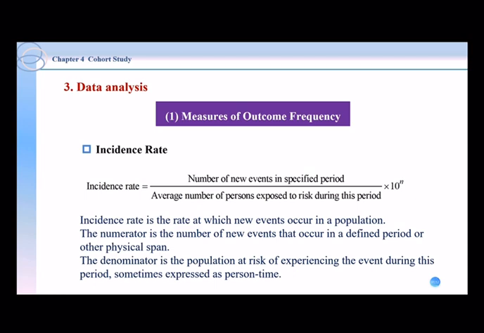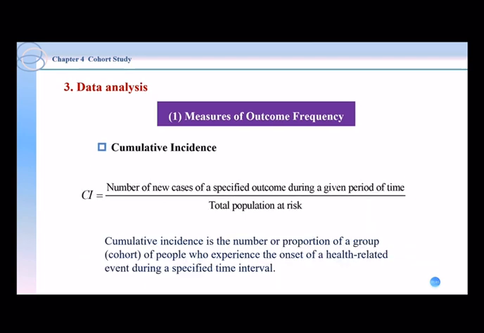The incidence rate is the number of new events in specified periods divided by the average number of persons exposed to risk during this period. In the cohort study, this is one of the most important indexes used to measure the outcome frequency. It can be used to describe the severity of this disease and how many new cases have happened in a population.